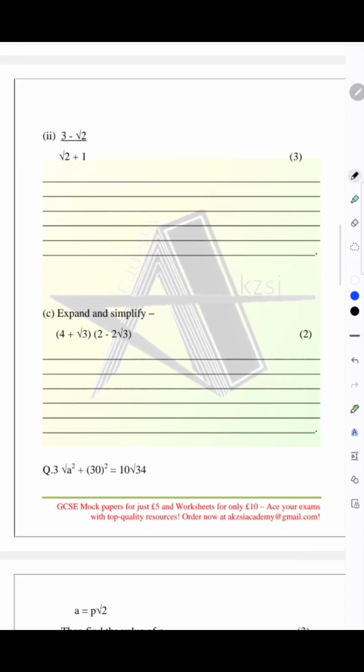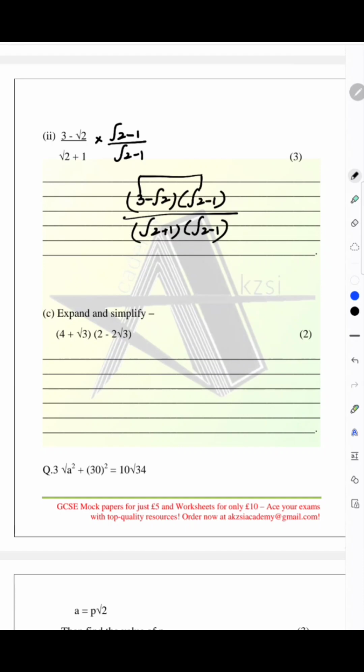Now the next one says 3 minus root 2 over root 2 plus 1. So again I'll be dividing and multiplying with the same but with the opposite sign. So this will give you 3 minus root 2 times root 2 minus 1 over root 2 plus 1 times root 2 minus 1. So 3 times root 2 will give me 3 root 2. Then 3 times minus 1 is minus 3. Minus 2 times root 2 is minus 2. And minus 2 times minus 1 is plus root 2. And over 2 minus 1.